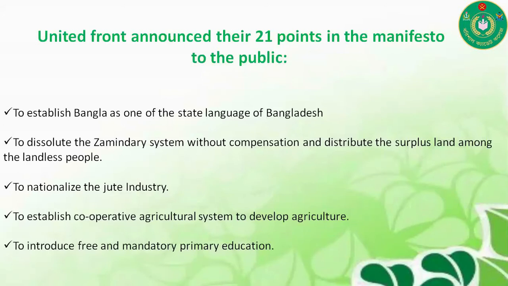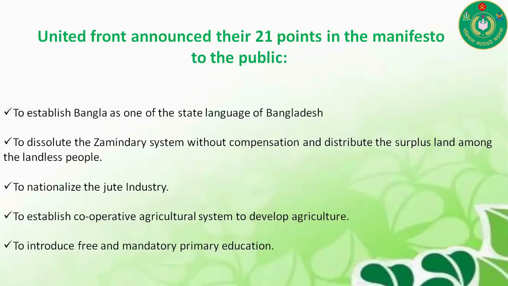Number two, to dissolve the Zamindari system without compensation and distribute the surplus land among the landless people. Number three, to nationalize the jute industry.